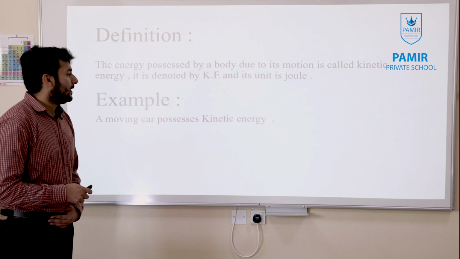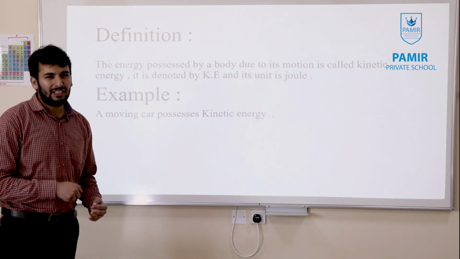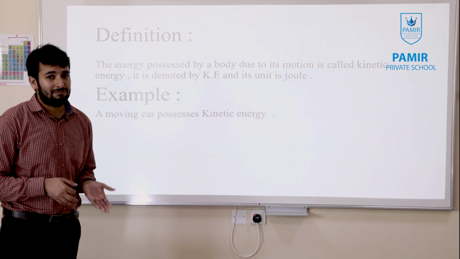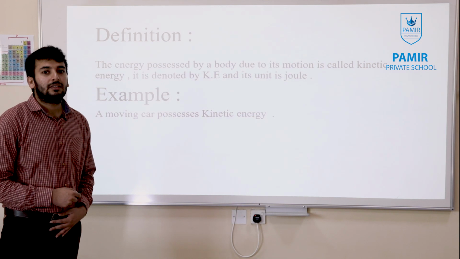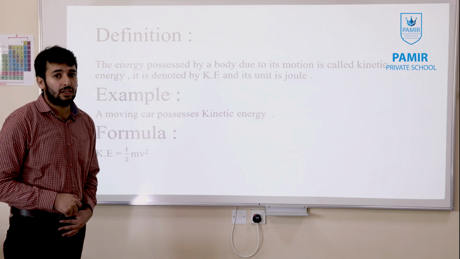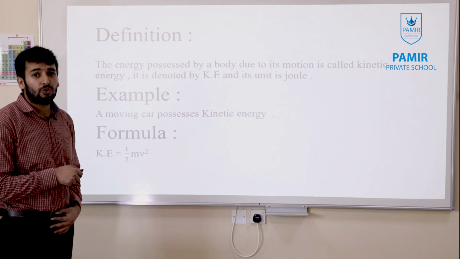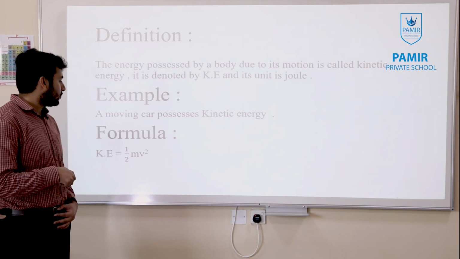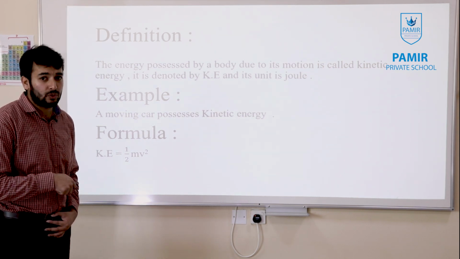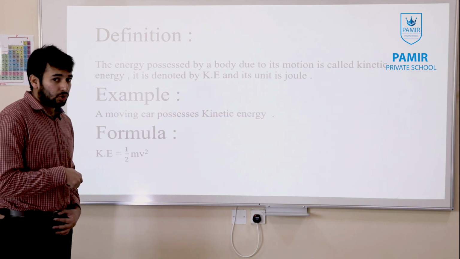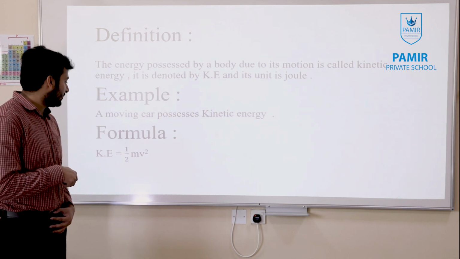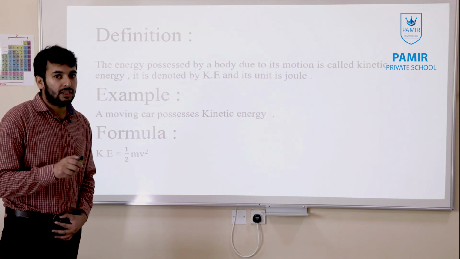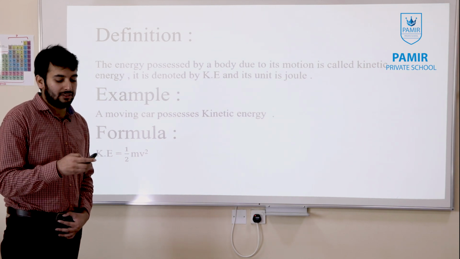Then you need to give an example. You can give an example from our daily life, like whenever a car is moving, it must have kinetic energy. The third thing is its formula. We have decided that we will denote this term by KE. So I wrote KE here equals 1 over 2 mv square, half mv square. This v is showing that the kinetic energy is related to the motion or the velocity of the body. Whenever the body moves, it must have kinetic energy.